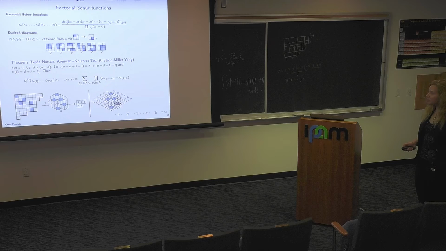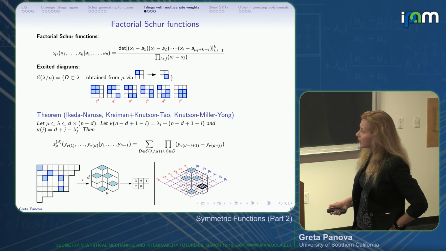Okay, so what does this mean? Let's take a shape lambda. Let's take this excited diagram inside. So this is an excited diagram, the partition 3, 2.